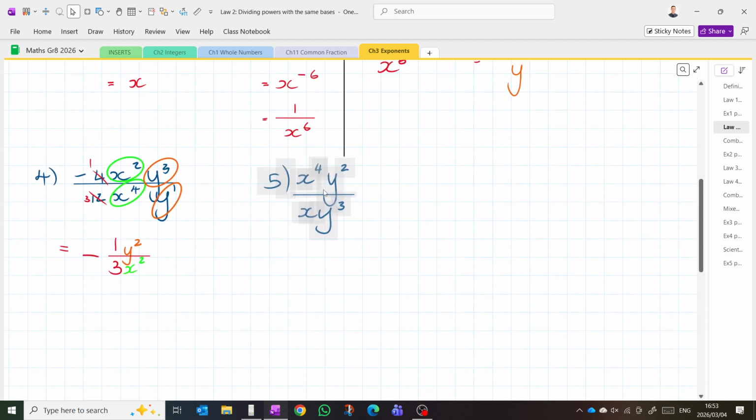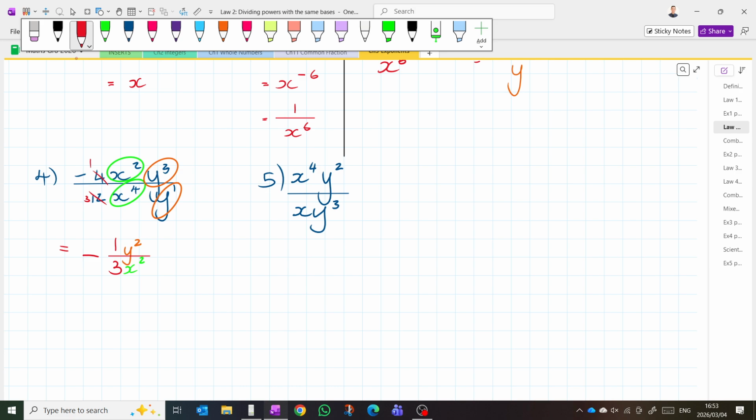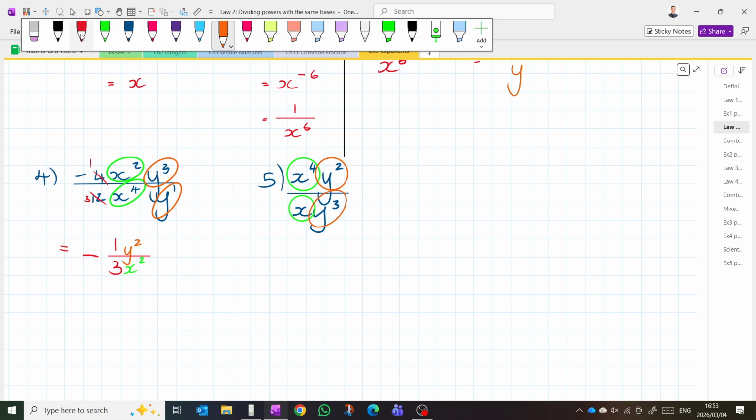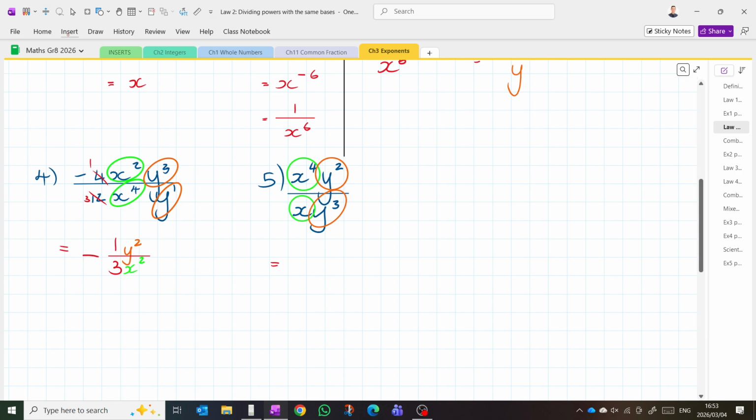Let's look at number 5. Now, there are no signs really involved because they're both positive. However, there are different bases that we are dividing, different variables. So we need to deal with them separately. So x to the power 4 divided by x to the power 1. Smaller from a larger, 4 minus 1 is 3. The bigger one was in the numerator, so I'm going to put my answer in the numerator.